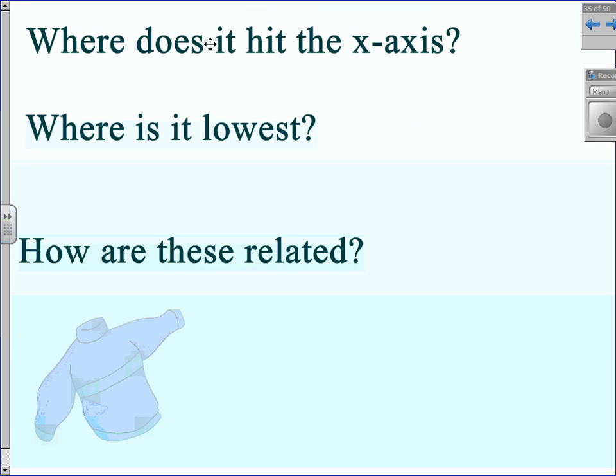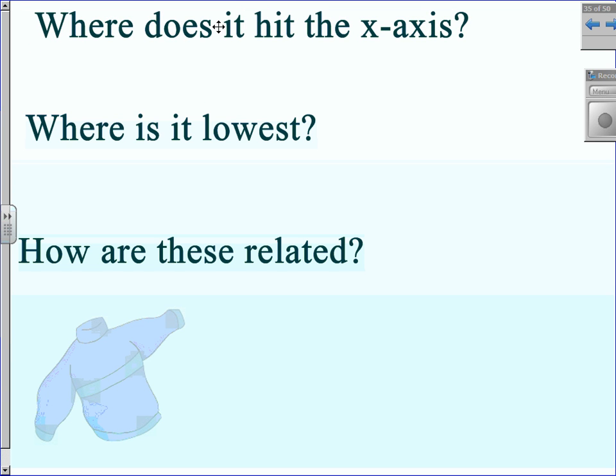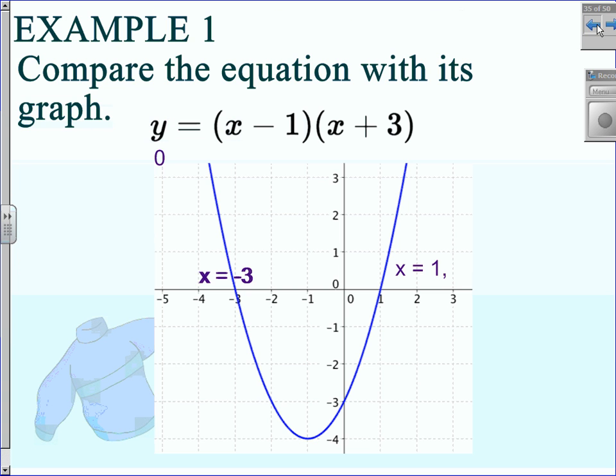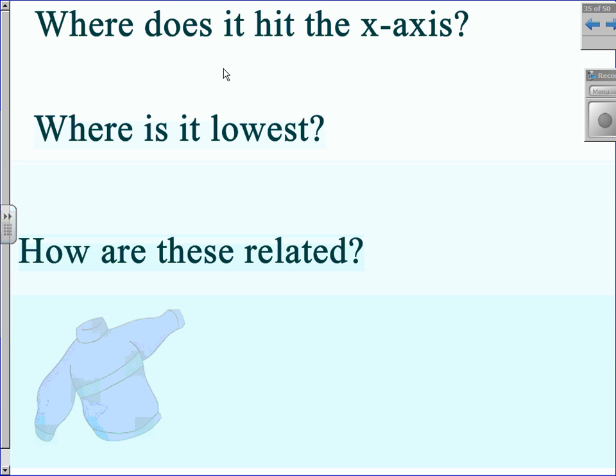So where does it hit the x-axis? We already found that. Those are the x-intercepts. Where is it lowest? So let's go back. The lowest value is right here. So it's lowest at the point (-1, -4). So it hits the x-axis at -3 and 1. It's at its lowest point at x equals -1.